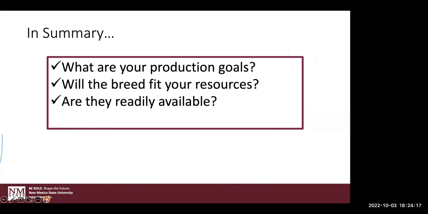Are they readily available, right? So bringing in an exotic is a neat idea, but sometimes those breed associations or those breeders are few and far between, and you want to have a fairly steady source of a good quality ram base.